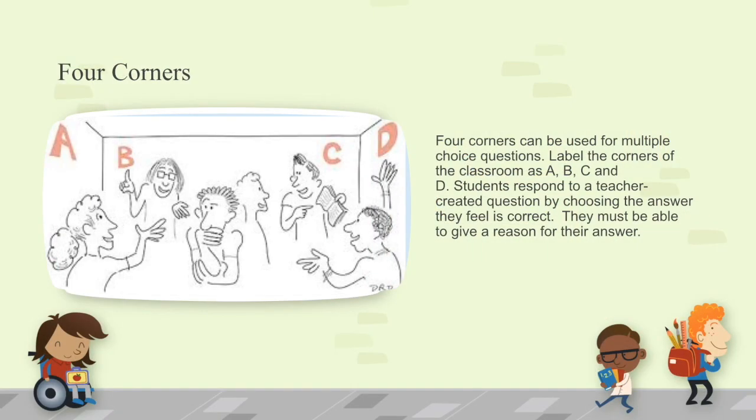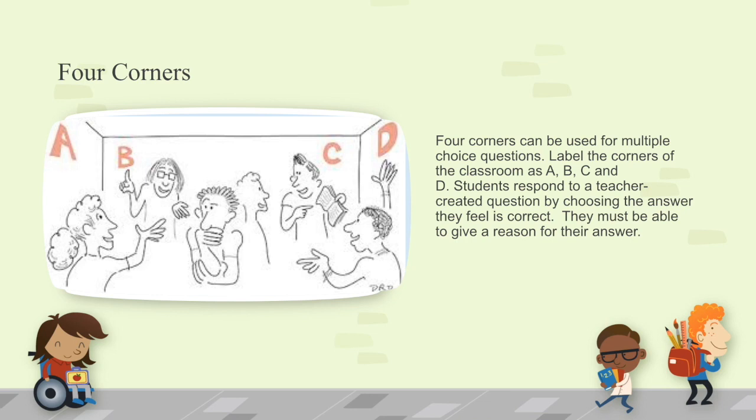4 Corners. 4 Corners is a quick strategy that can be used to gain a student's understanding of the subject or topic being discussed. 4 Corners can be used for multiple choice questions. The teacher would have to label the corners of the classroom as A, B, C, and D. The teacher will then ask the students a question with multiple choice answers, and the students will respond by choosing the answer they feel is correct and standing in that corner. They must be able to give a reason for their answer.